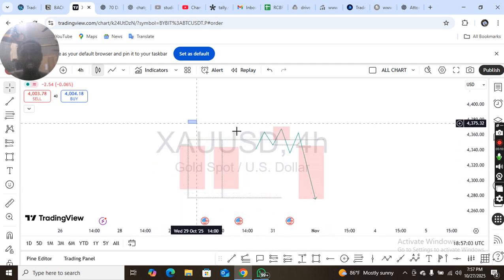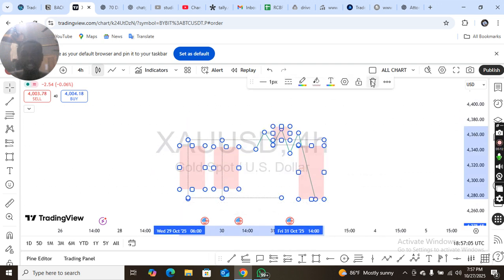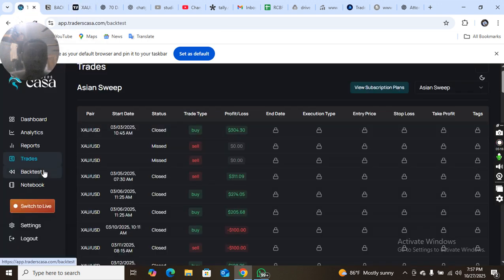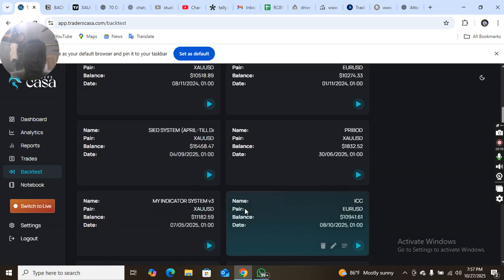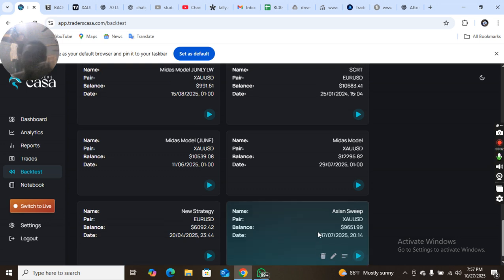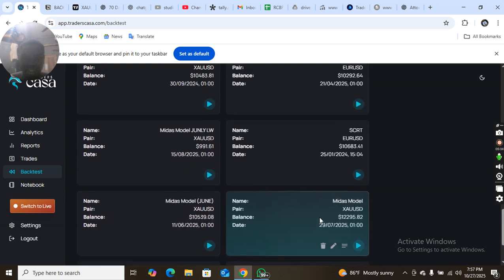Let me quickly delete this right here and let me show you the statistics, so I don't waste much of your time. As you can see right here, let's go to the Asian liquidity sweep. This was one of the first strategies that I actually tested, because I wanted something mechanical. You can see right here, I test strategies a lot.